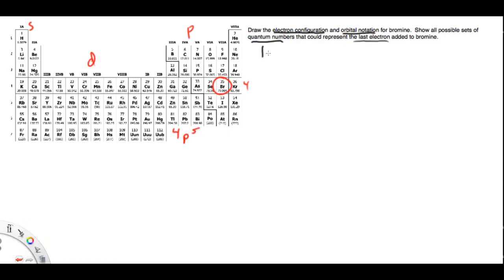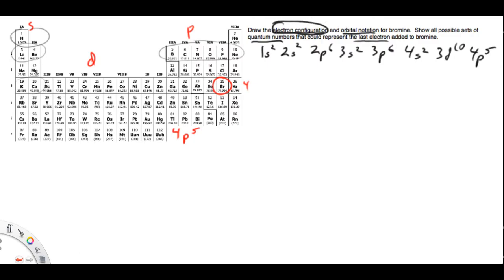All right, so we have 1s2, 2s2. Then we're going to go over here to 2p6, and then 3s2. And then we're going to jump over here to 3p6. And then we go down to 4. So that's going to be 4s2, which comes right before 3d10. And then lastly, we've got 4p, 1, 2, 3, 4, 5: 4p5. Okay, so that is the electron configuration for bromine.